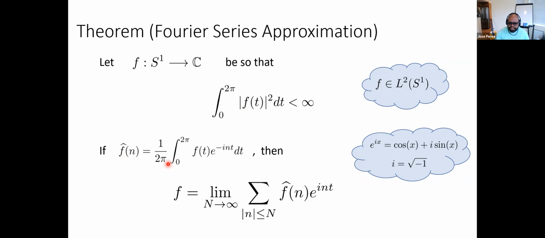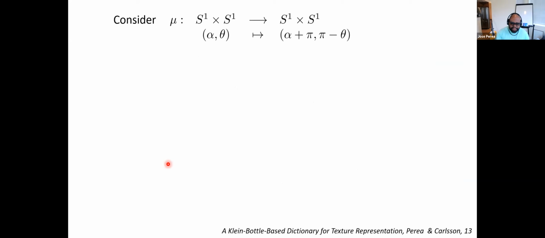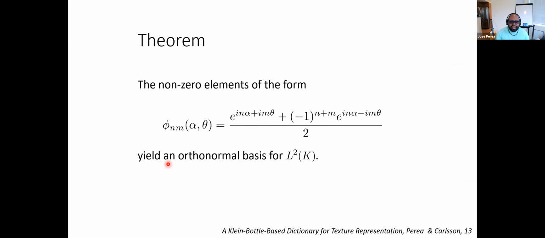Since we're running out of time because of a small emergency, let me show you what we were able to prove at the end. I won't be able to show you the why, but I'll show you the what. Here's what we were able to prove. The non-zero elements of this form give you an orthonormal basis for L2 of the Klein bottle. In other words, these will act as sines and cosines for the circle, but now for the Klein bottle. And we will be able to write down density functions in these Klein bottle Fourier bases.